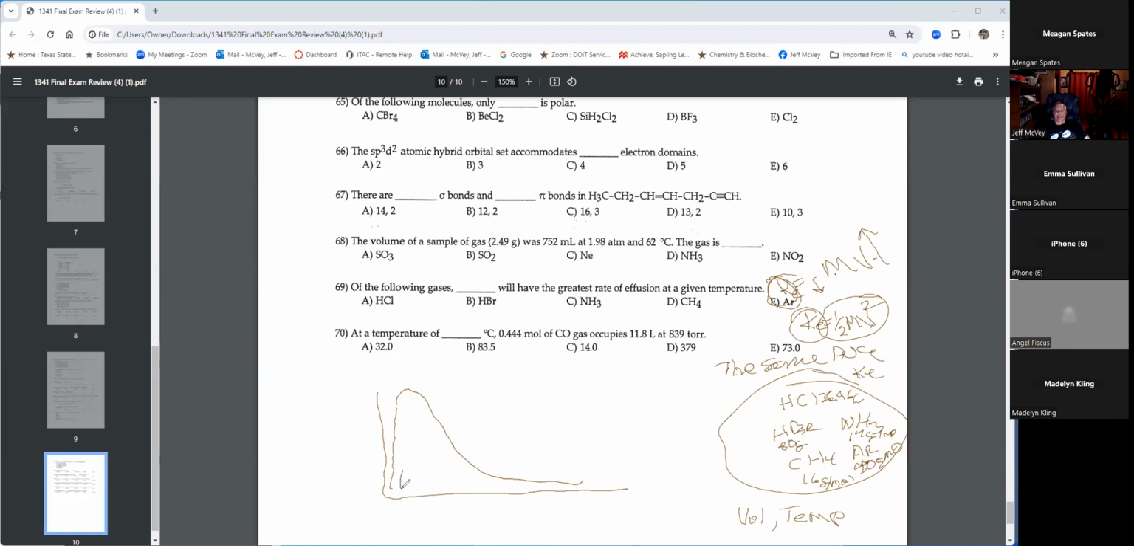Here's a lighter gas. Oh, and this is speed or velocity.